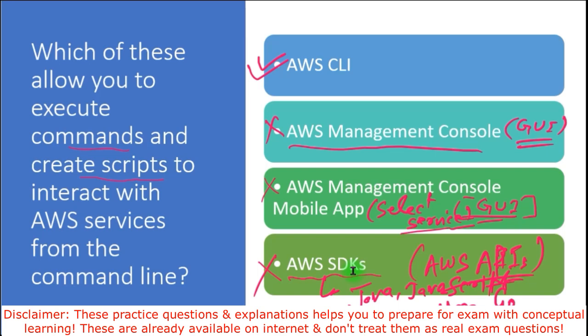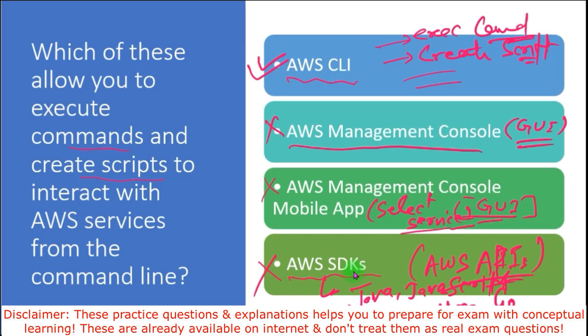I know this question is very simple and easy to understand, but I am trying to explain all the services, so it will help us in future questions, and we will take less time. So what is the feature of AWS CLI? It helps us to execute commands. We can create scripts, and for this we can use IAM user credentials, or we can say access key IDs and secret access keys, to execute this. So this is the correct choice.